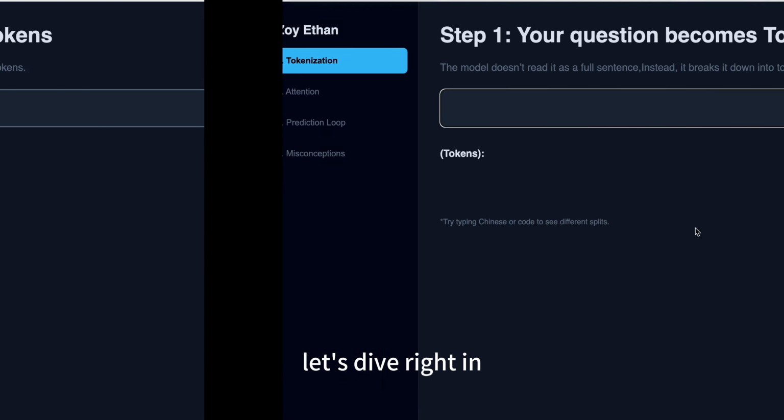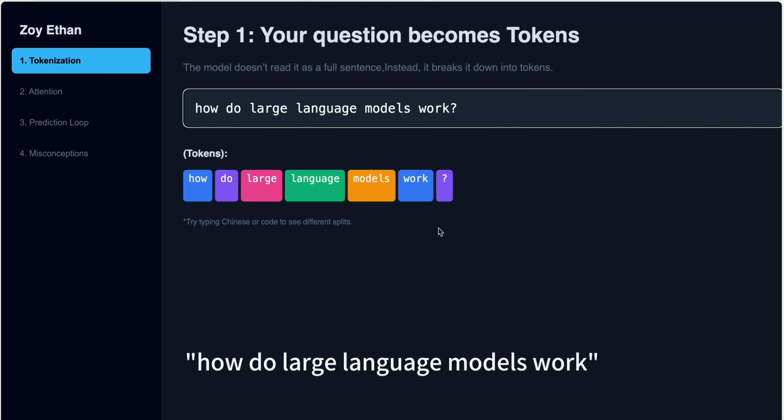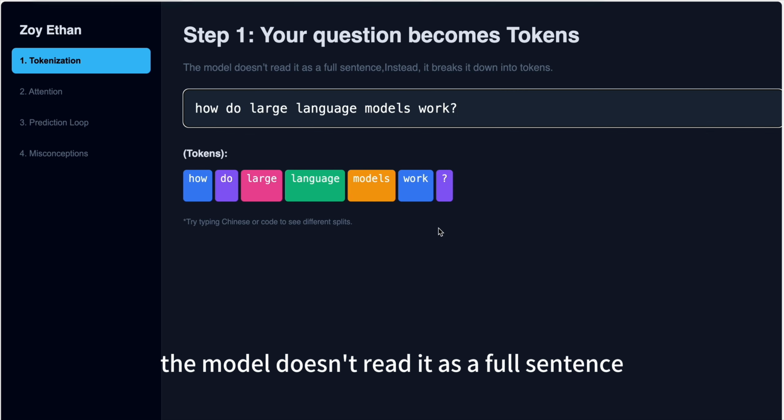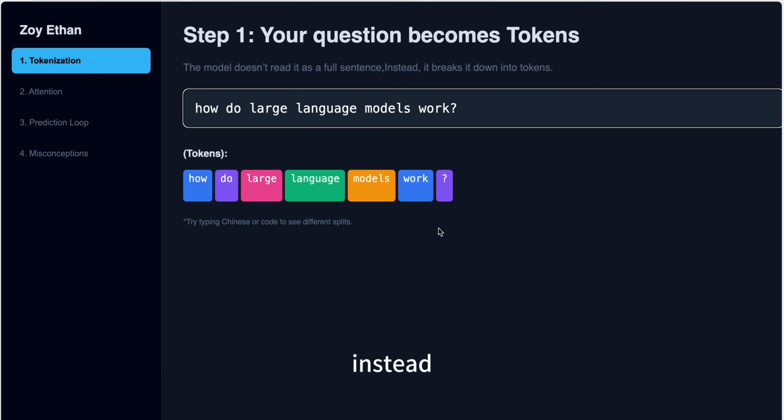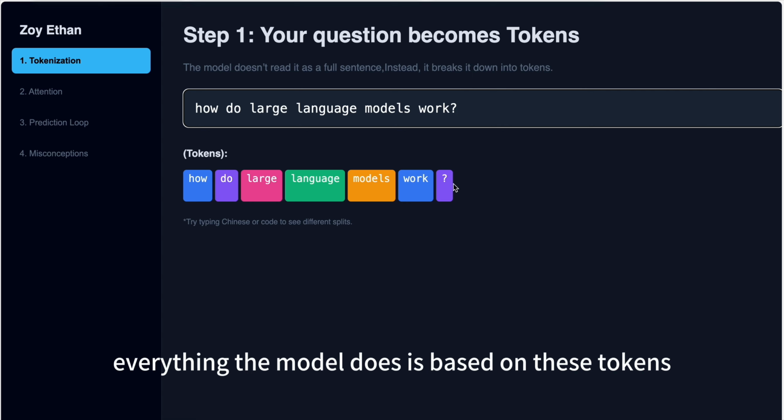Let's dive right in. Step 1. Your question becomes tokens. When you ask something like, how do large language models work? The model doesn't read it as a full sentence. Instead, it breaks it down into tokens. What are tokens? They're tiny pieces of text. This could be whole words, parts of words, or even punctuation. Everything the model does is based on these tokens.